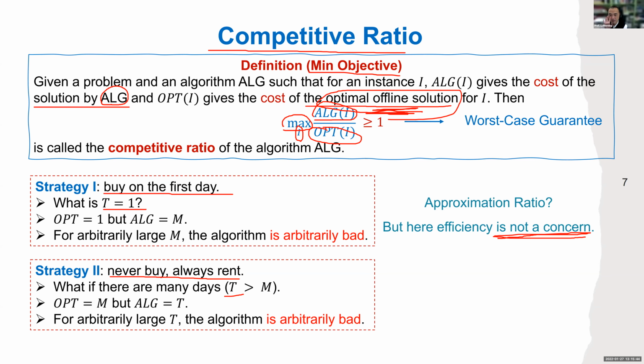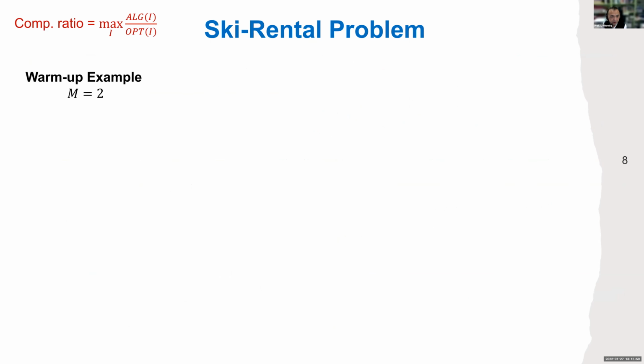So this is the very natural flow you may go through, right? Always buy, always rent, no good. Only buy, no good. So how about we rent for some days and then buy? Let's do one exercise, some warm up example. But this example is not showing an algorithm. This example is showing some bad ratio.